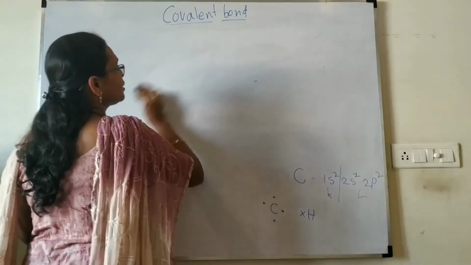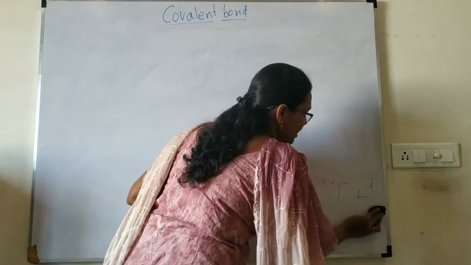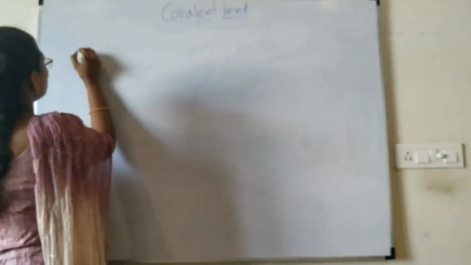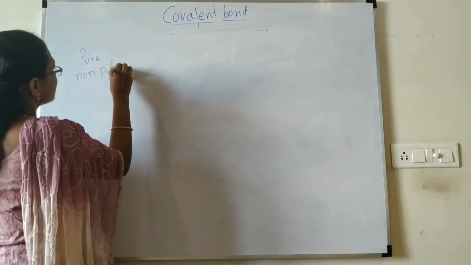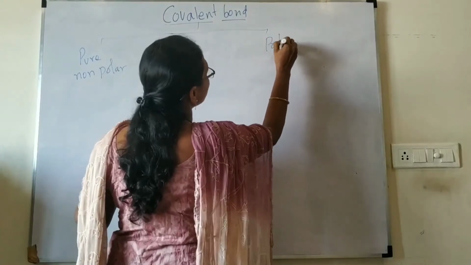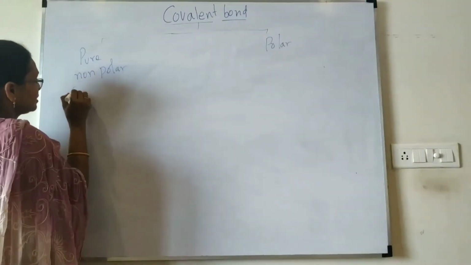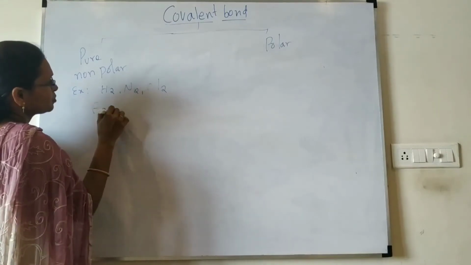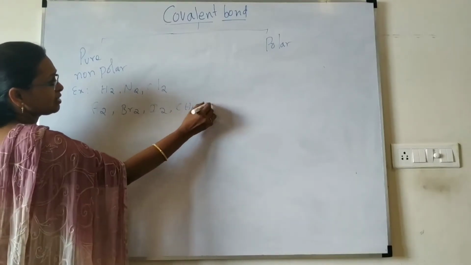Non-polar covalent bonds we can explain with diatomic molecules, the same atoms, and electronegativity value, pure or non-polar, and here polar covalent bond. Examples we discussed just now: hydrogen, nitrogen, Cl2, F2, and also Br2, I2, CH4, methane, etc. We have discussed these, right?